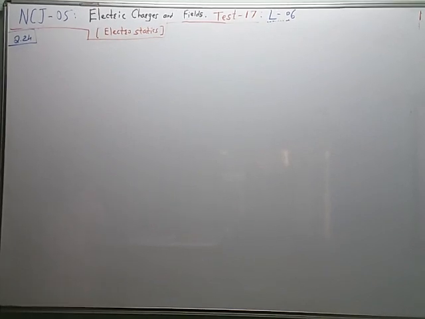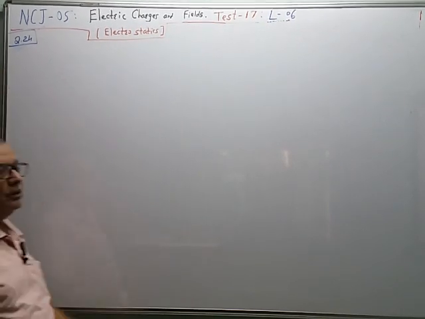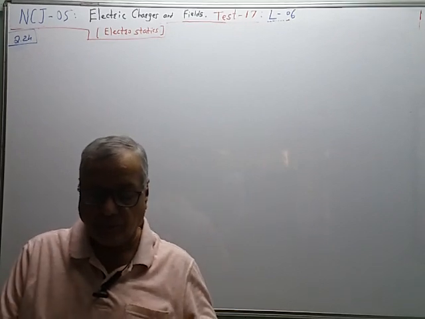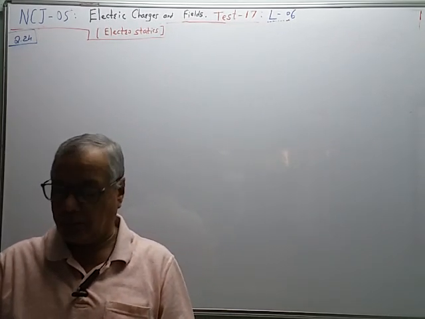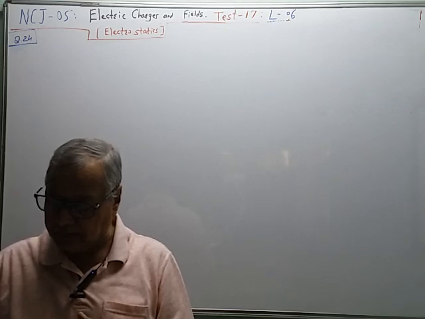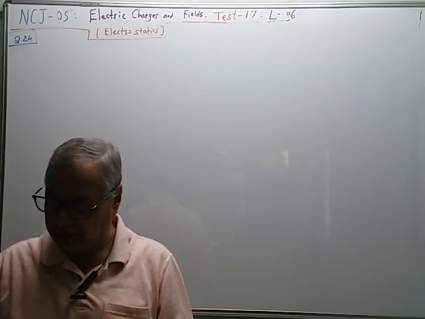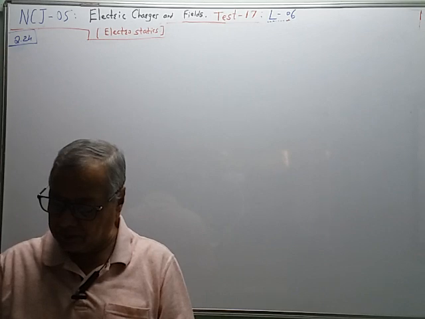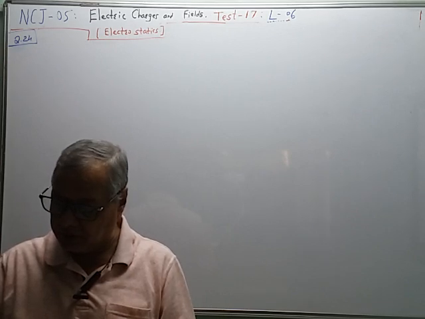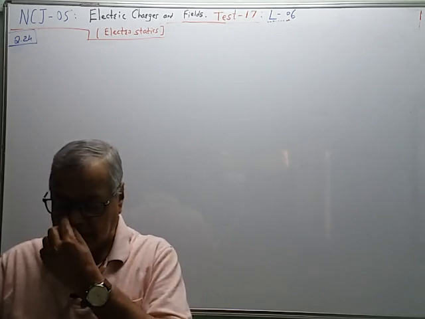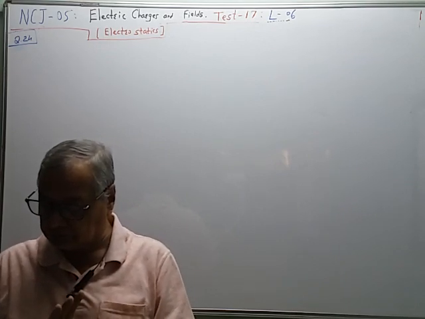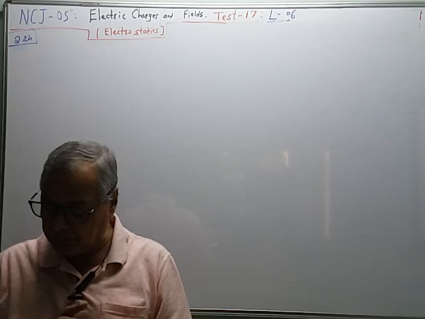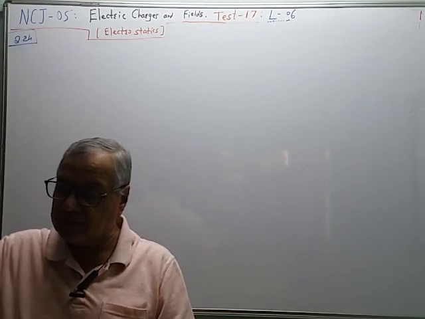Next MCQ, question number 24. It is related with the theory of dipole. The electric dipole is situated in an electric field of uniform intensity E, whose dipole moment is P and moment of inertia is I. If the dipole is displaced slightly from the equilibrium position, then the angular frequency of its oscillation is given by.